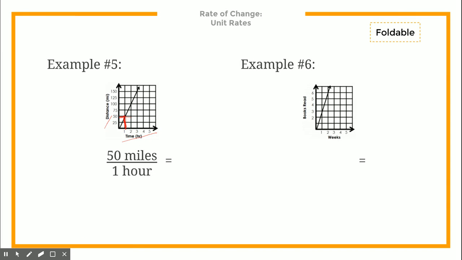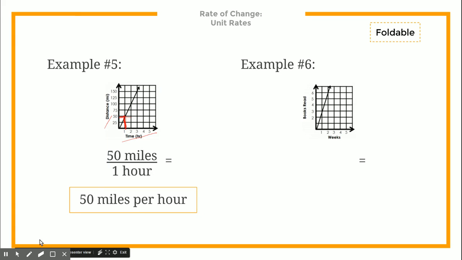And so all you're looking for is that point where they evenly meet on the graph to say that it's at a certain rate. Now, in this case, we didn't need to reduce it, so our answer would simply be 50 miles per hour. Now, let's look at this other one and see if it's a little bit different.